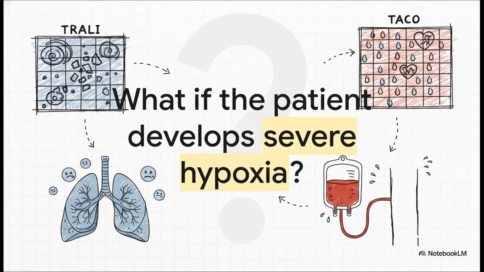Now let's shift gears to the pulmonary divide. What if your patient doesn't just spike a fever, but suddenly develops severe hypoxia? They're gasping for air shortly after receiving blood. We have another matrix here, setting up two completely different conditions, TRALI versus TACO. Let's break down exactly how to tell them apart.